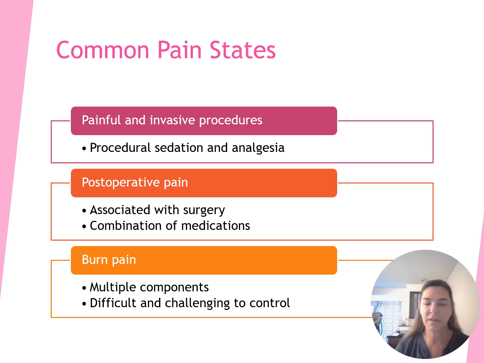So different pains that we talk about: painful procedural sedation and analgesia. We usually give medications if you're putting a chest tube in, that is a painful procedure, so we're going to make sure that they have sedation for that procedure. A burn dressing change is very painful, so we make sure that they have the appropriate sedation and pain control for those procedures.